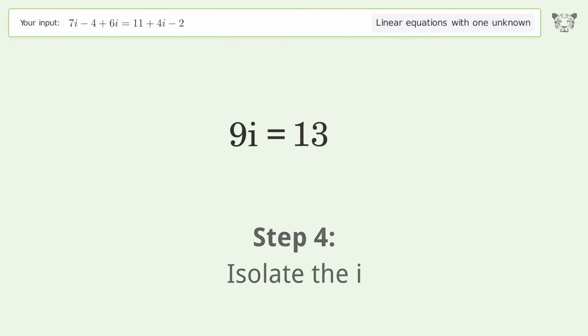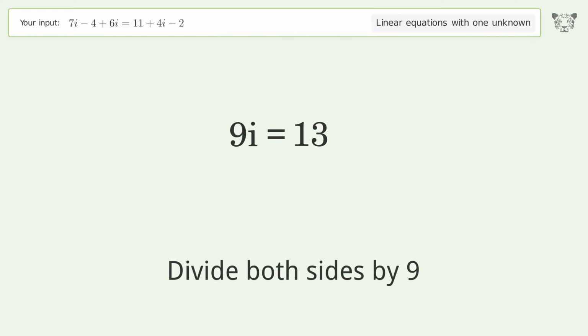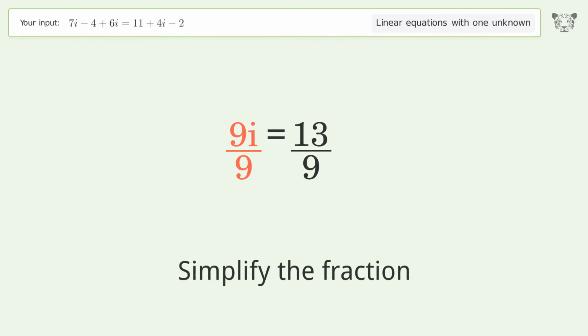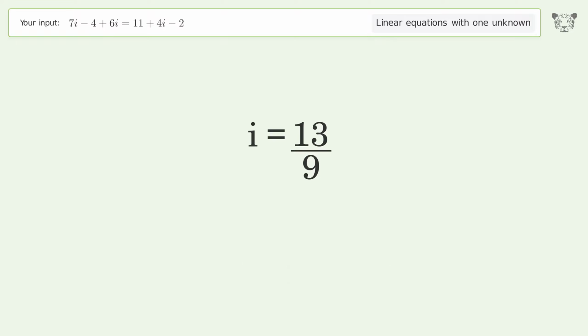Isolate the i. Divide both sides by 9. Simplify the fraction. And so the final result is i equals 13/9.